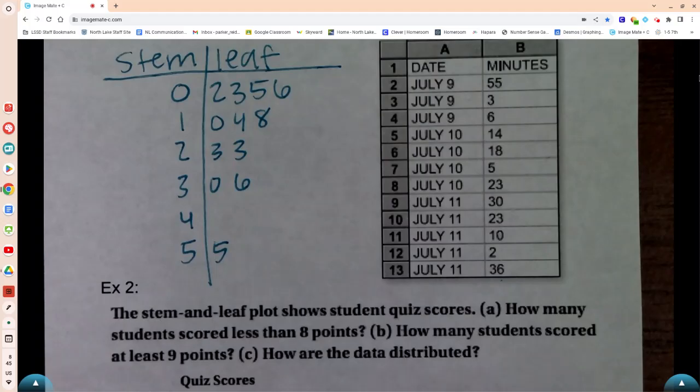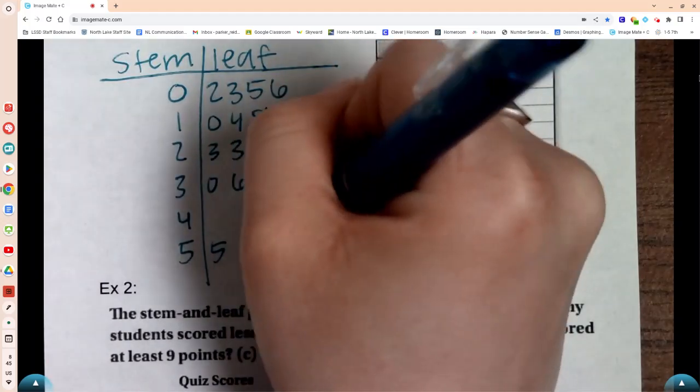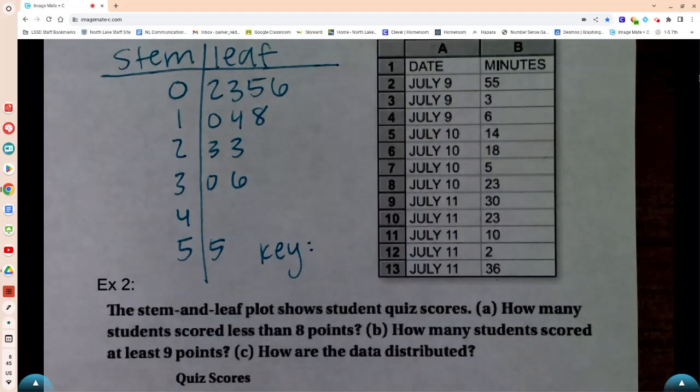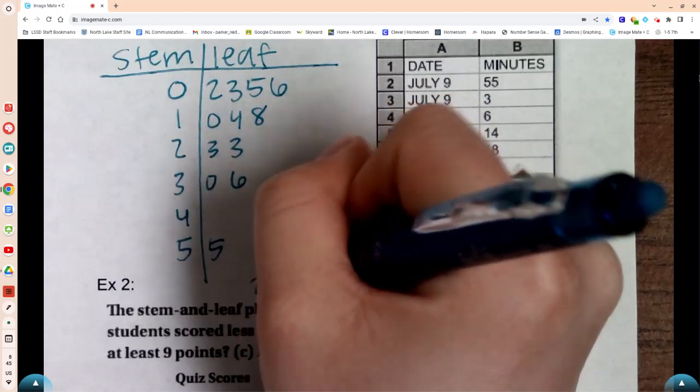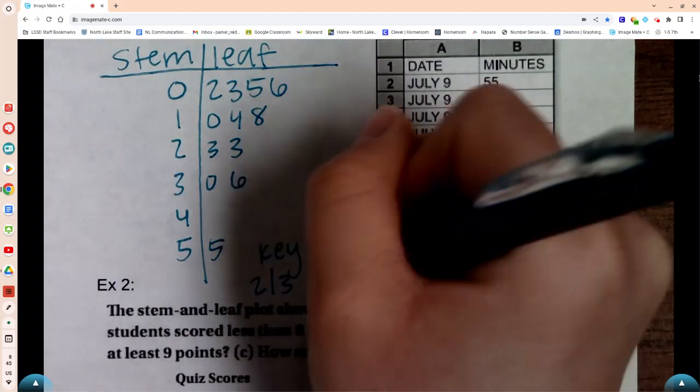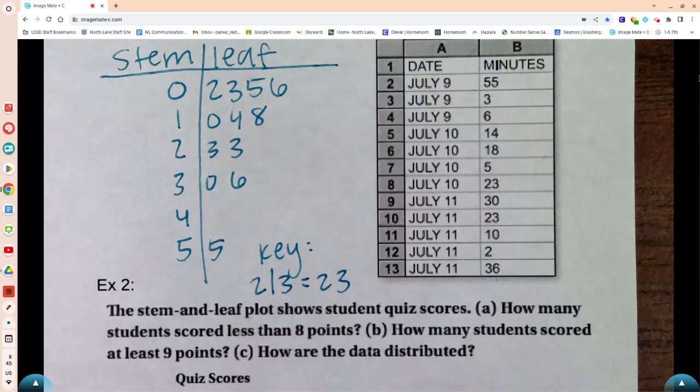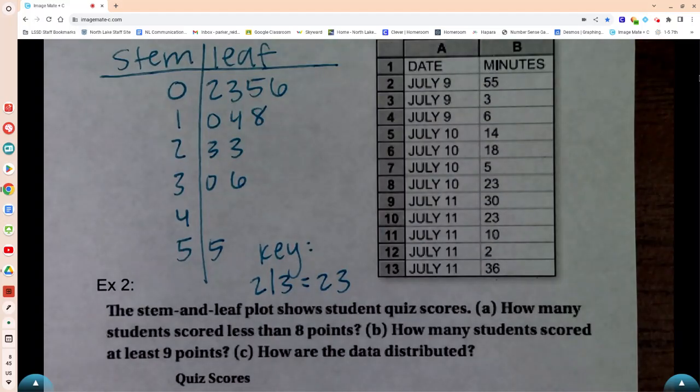That's the key. You always have to write a key for your stem and leaf plot. The key is just basically one number represented in a stem and a leaf so I can understand how to read it. So what I mean by that is if I choose the number 23 in my plot, that would look like a 2 on the left and a 3 on the right. So what I want to say is if I have a 2 on the left and a 3 on the right, that means 23. That way somebody looking at this understands how to read it.